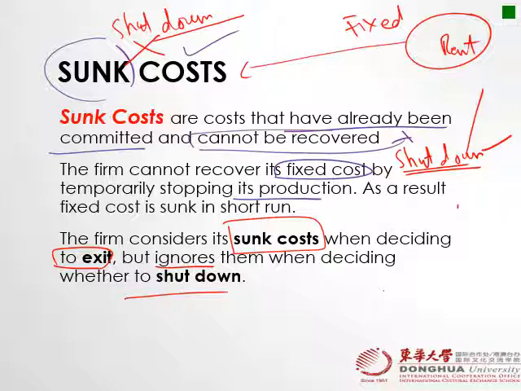The firm's decision regarding its sunk cost: the firm considers its sunk cost when deciding to exit, but ignores it when deciding to shut down. Whether the firm goes for shutdown or not, we still have to pay rent. It means sunk cost is not relevant in the shutdown decision, or sunk cost is not relevant in short run decisions.